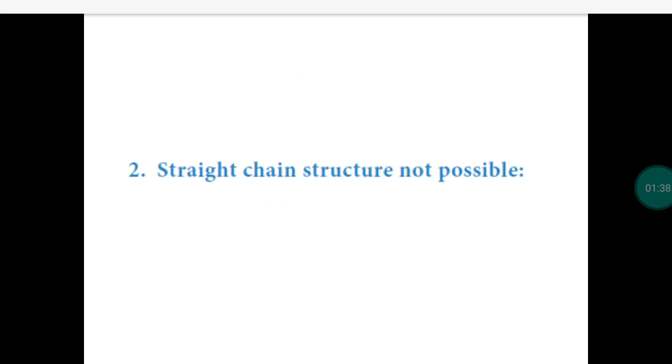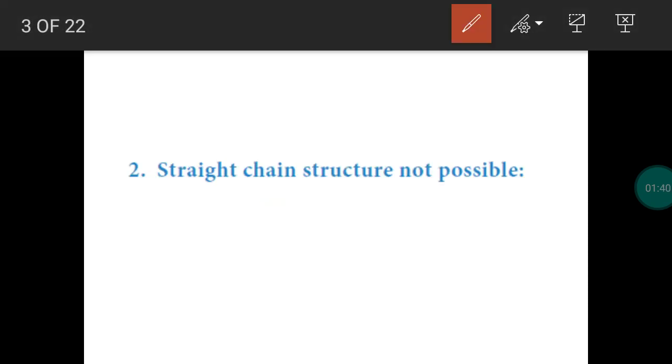Then point number 2, what type of structure can be drawn for benzene? There are 2 possibilities. Number 1, we can draw a linear structure, straight chain structure, like alkane, alkene, alkynes. Another one is cyclic structure. A ring-shaped structure can be drawn. So 2 possibilities are there for deriving the structure of a benzene.